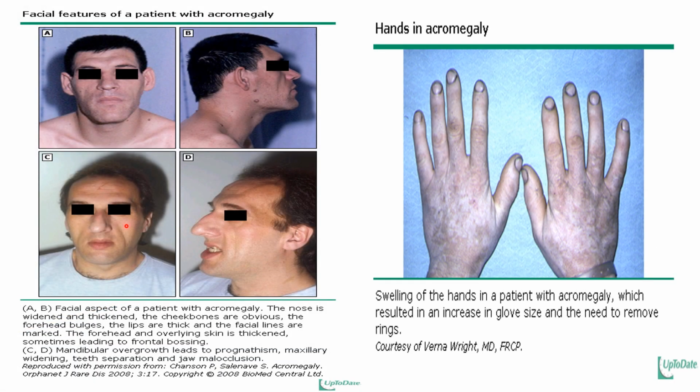Here you can see the facial features of the patient with acromegaly. You can see the facial lines here. You can see the forehead bulge over here, facial lines, and prognathism. So it is the protrusion of the lower jaw, you can see, and here swelling of the hands, right? So how enlarged it is, the acral parts, the periphery.